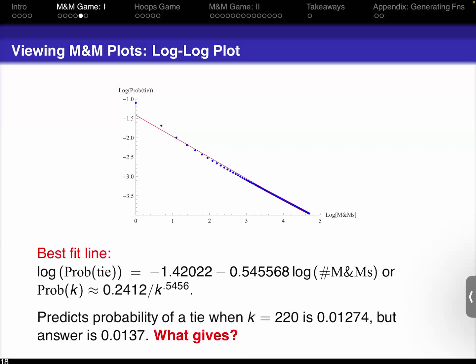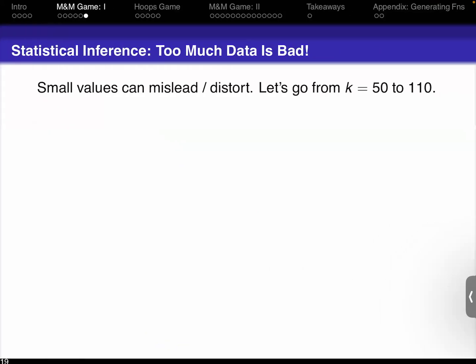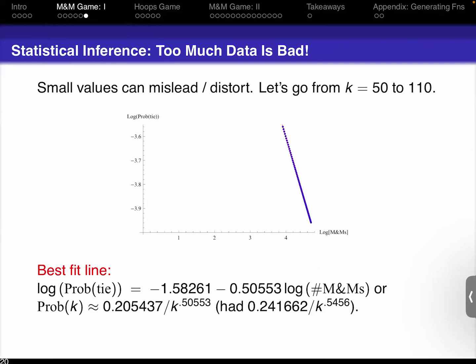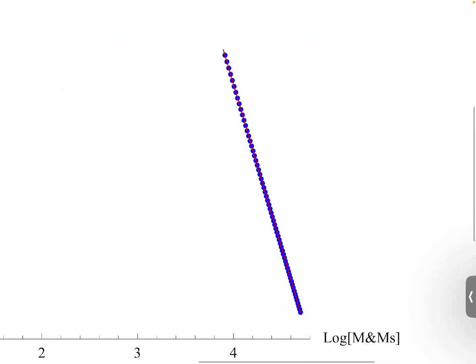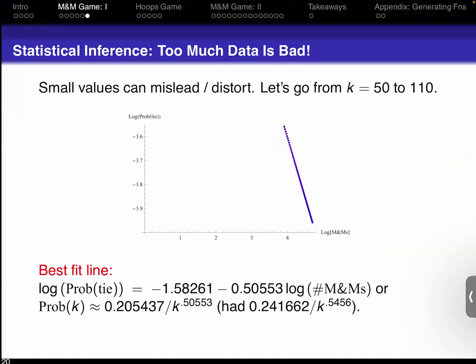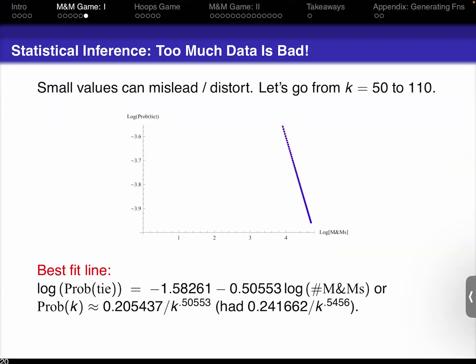So what should we do? Remove them. Throw them away. So let's just go from 50 to 110. And if we just go from 50 to 110, I will zoom in and you can see the straight line. That is a good straight line. And so now it's a slightly different exponent, 0.50553, and a slightly different constant.